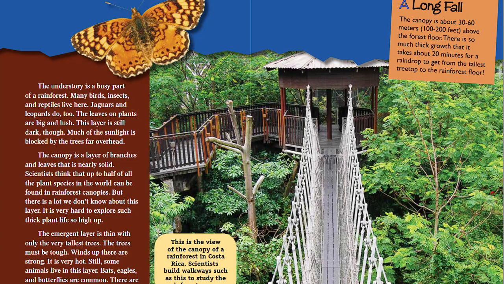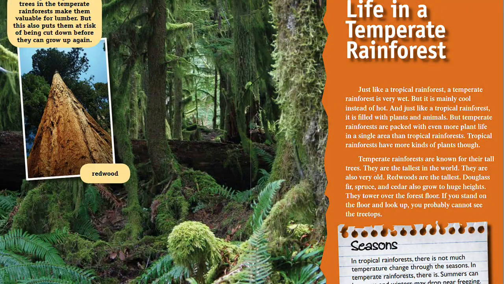A long fall. The canopy is about 30 to 60 meters, 100 to 200 feet above the forest floor. There is so much thick growth that it takes about 20 minutes for a raindrop to get from the tallest treetop to the rainforest floor. The huge old growth of trees in the temperate rainforests make them valuable for lumber. But this also puts them at risk of being cut down before they can grow up again. Redwood.